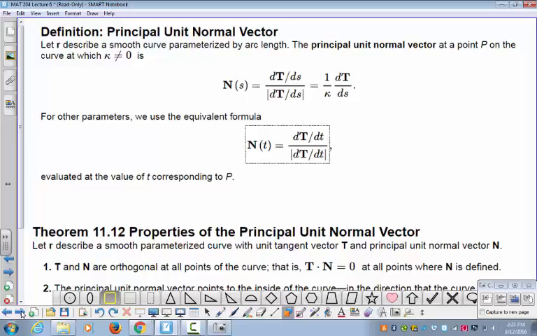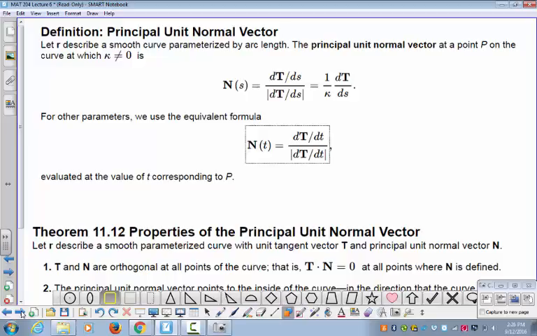That's a pretty impractical formula. Most of us, if we're asked to find the unit normal vector, would never use that formula. The next one makes a lot more sense. So if somebody says, hey, find a unit normal vector, you find your unit tangent, velocity over speed. Take its derivative and divide by its length. So the derivative of the unit tangent vector divided by its length will give you the unit normal vector.